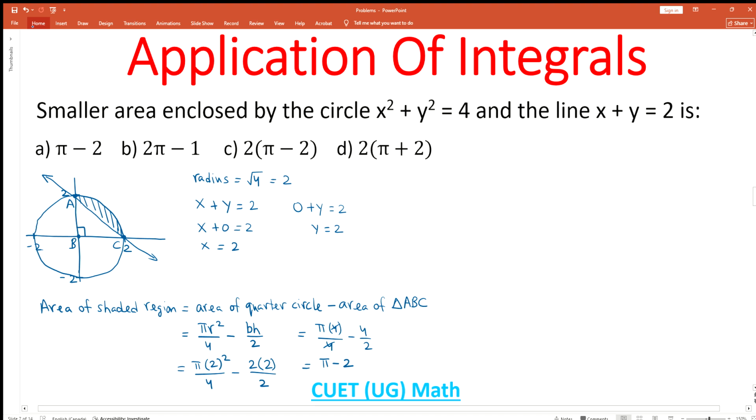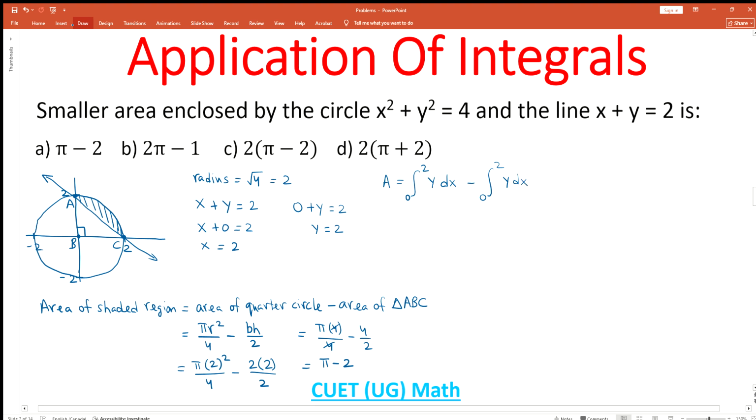We can use integration to calculate the area under the line x plus y equals 2 from x value 0 to 2, the area under the circle from x value 0 to 2, and then subtract these areas. If we want to use the x values 0 and 2 as the lower and upper limits, we can write the expression for area of the shaded region as area under the circle from x values 0 to 2 minus area under the line from x values 0 to 2.